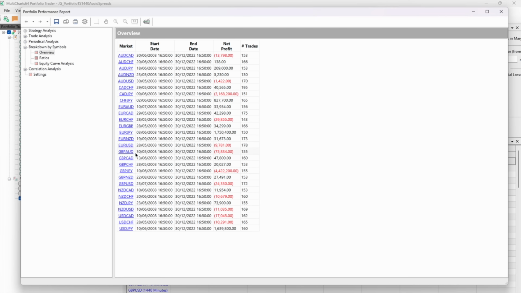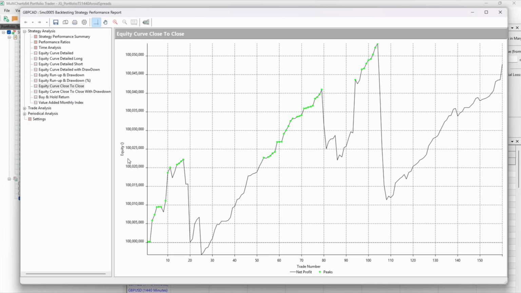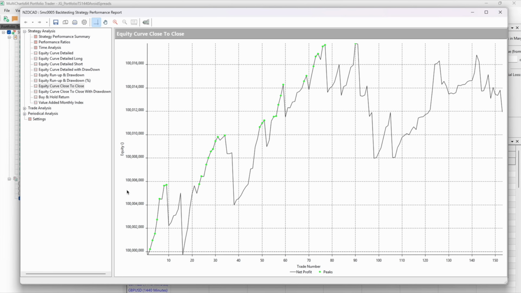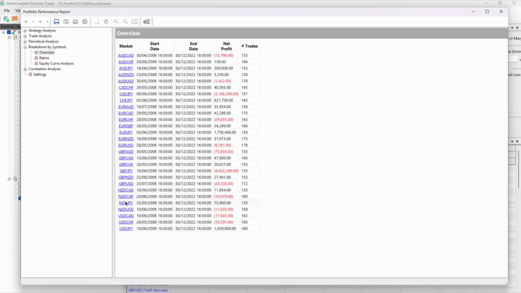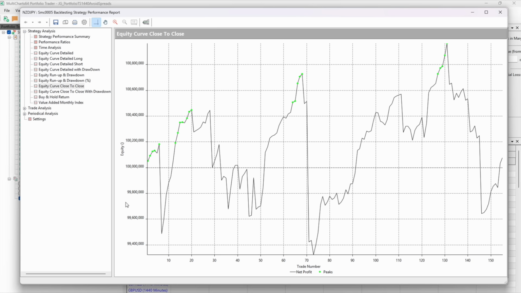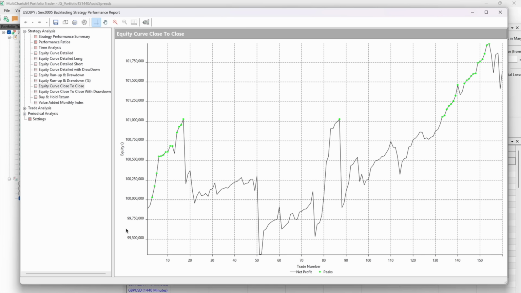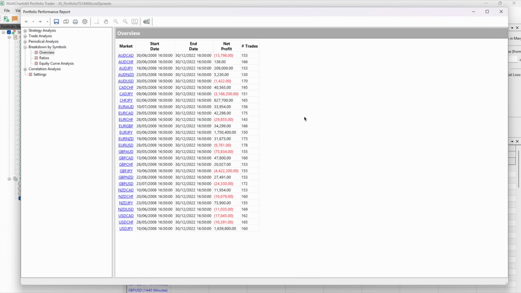So loser, loser, pound Canadian dollar, not a good equity curve. Pound Swiss franc, not good. Loser, pound New Zealand dollar, not good. Loser, New Zealand Canadian, doesn't make much money. Curve's not very good. New Zealand Japanese yen, not very good. And that's yen, so that's really bad. And US dollar, Japanese yen, again, working okay recently, but generally not very good.